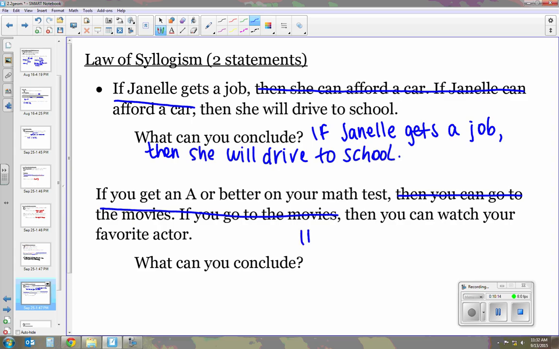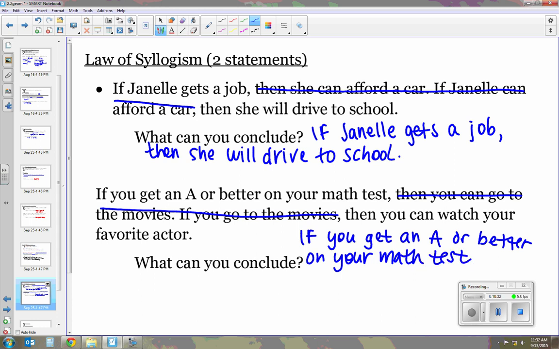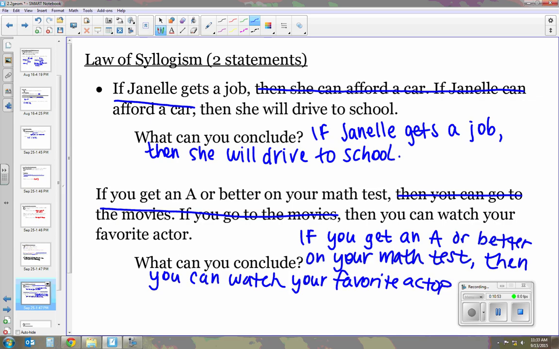If you get an A or better on your math test, then you can watch your favorite actor. And that is your law of syllogism.